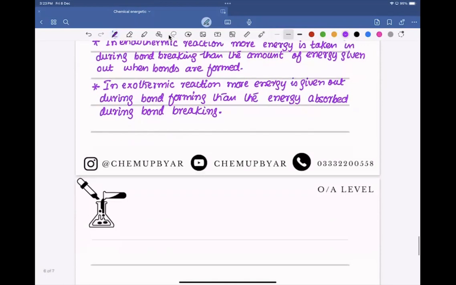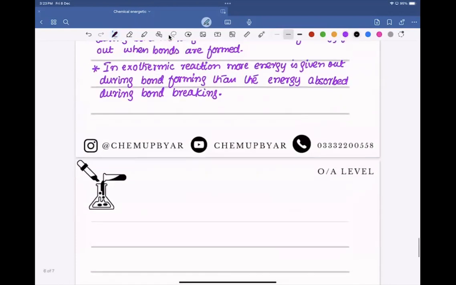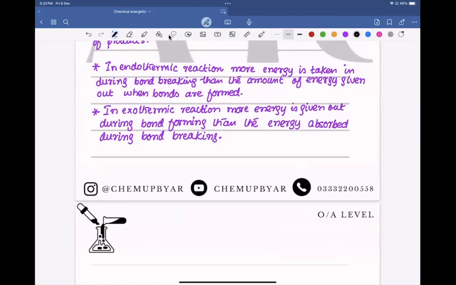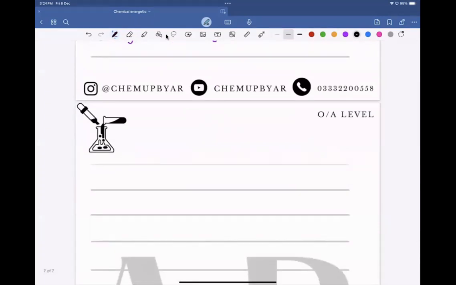Now, sometimes the examiner asks this, and I think you guys have done this in your O levels as well, to explain the reaction being exothermic or endothermic in terms of bond breaking and bond making, right? Now, the next thing that we have is bond energy. Basically, it is the amount of energy that is needed to break the bond. But you have to define it very concisely.